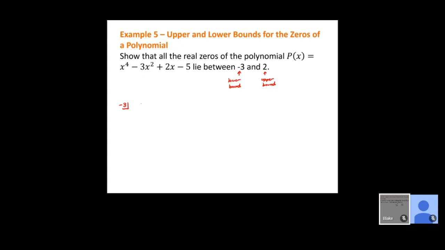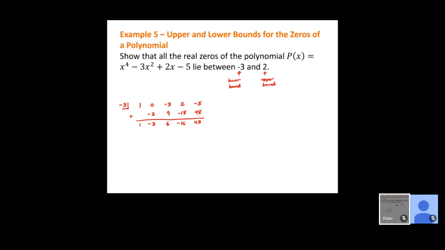I'm going to list out my coefficients. So we start with 1. This time we're missing the x cubed term, so I'm going to put a 0. Then we have -3, +2, and -5. Bring down your 1. 1 times -3 is -3. 0 plus -3 is -3. -3 times -3 is 9. -3 plus 9 is 6. 6 times -3 is -18. 2 plus -18 is -16. -16 times -3 is 48. And -5 plus 48 is 43.